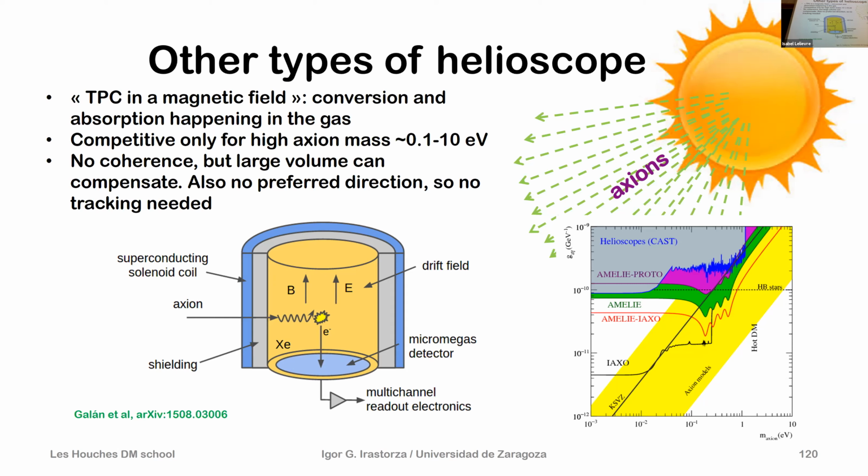So this has a penalty. You don't have this L square dependence, but at high masses it could be compensated, because the very gas of the TPC would be used as a buffer gas. So this is a nice idea, but it's something on paper for the moment.